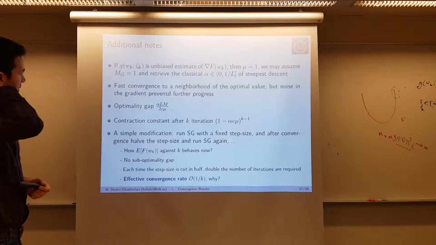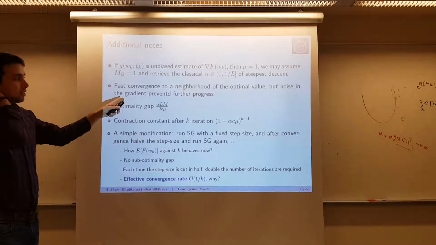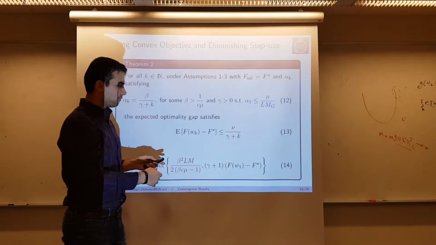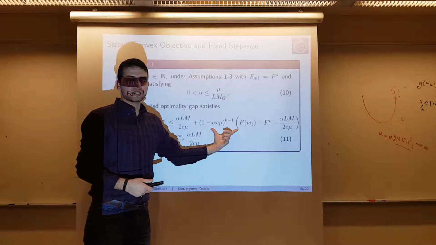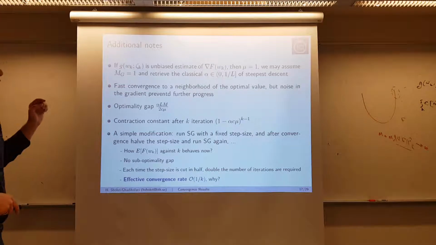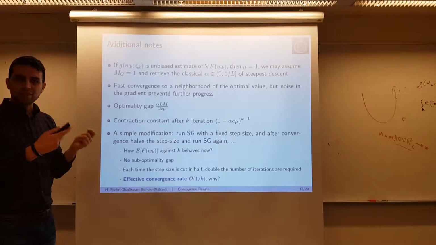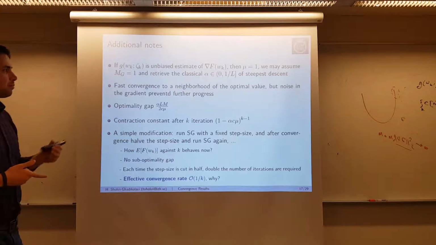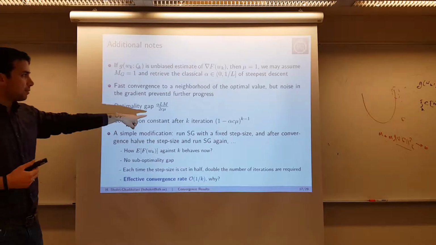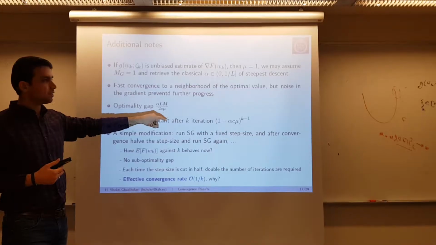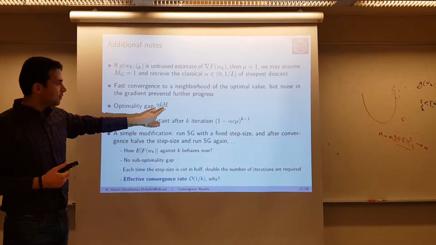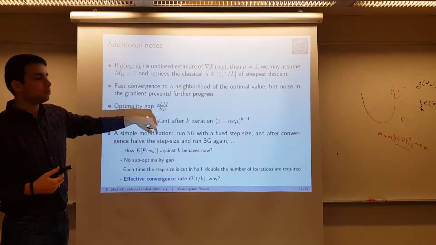So some minor comments. Fast convergence to a neighborhood of the optimal value, because here we have this convergence rate, so linear convergence rate in that sense, to a neighborhood of the optimal value. But then we have noise in the gradient that prevents us from further progress. This is the optimality gap. How can we reduce that? Just by reducing alpha. C and mu, this is something that we can control.